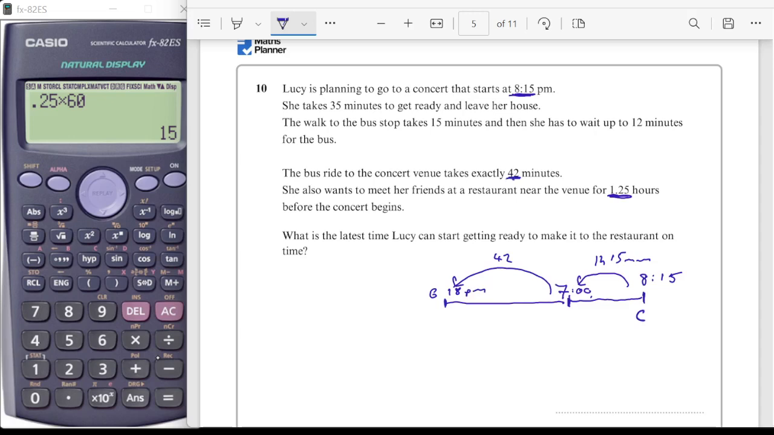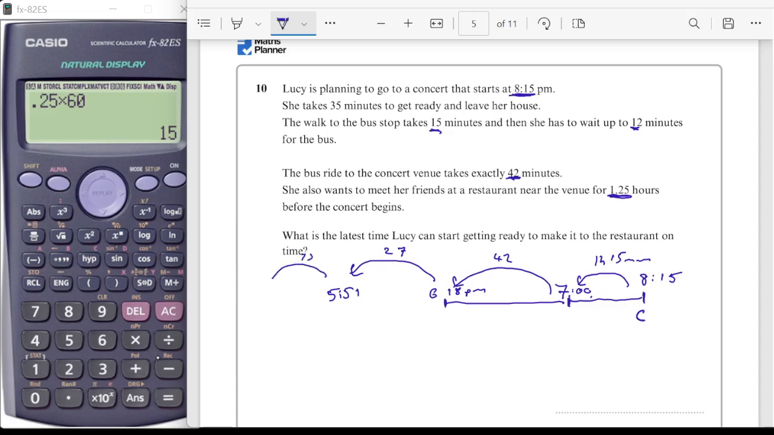So that's covered that. And then if I add these two together, the wait for the bus and the walk to the bus stop will take a maximum of those two added together, which is going to be 27 minutes. So if I take off 18 minutes, that would take me to 6 o'clock. I then need to take a further 9 minutes off, so that's going to take me to 5:51. So that's the time she needs to have finished getting ready.